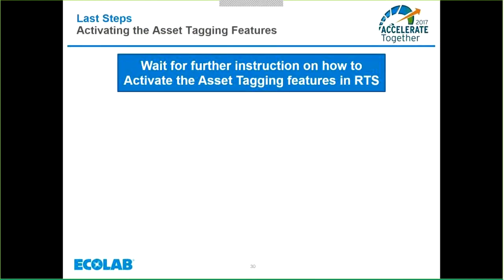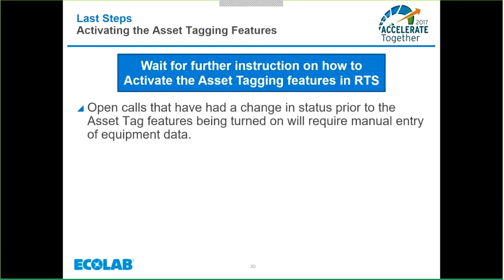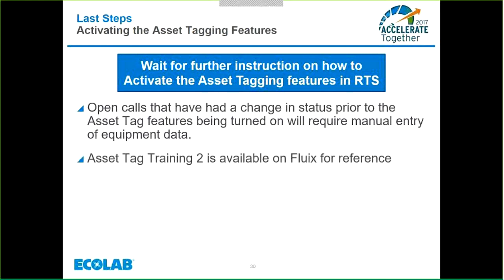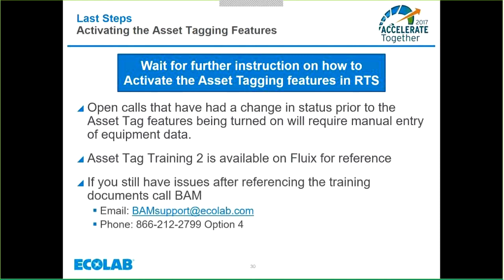Last steps. Activating the asset tagging features in your Ready to Serve app. Wait for further instruction on how to activate these features. Open calls that have had a change in status prior to the asset tag features being turned on will require manual entry of equipment data, even though they may have previously been entered. Also, asset tag training is available on Fluix for reference. If you still have issues after referencing the training documents, call BAM.